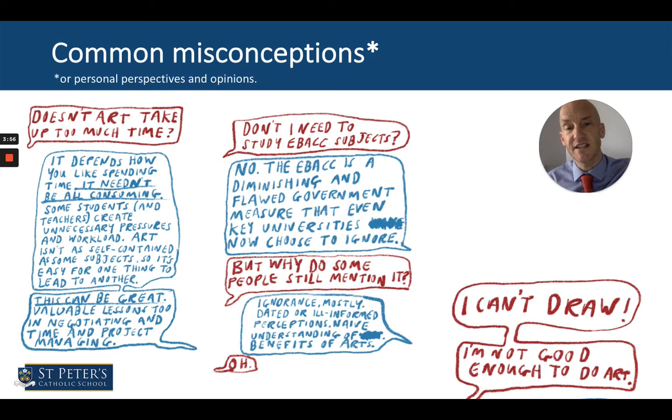Some students occasionally ask about the EBAC. Now that's a government measure for a particular strand of school performance, and even top universities now are turning away from that as any kind of measure. They recognise that it's problematic in terms of its impact upon creative development. And so thankfully that's something that we don't really need to worry about.